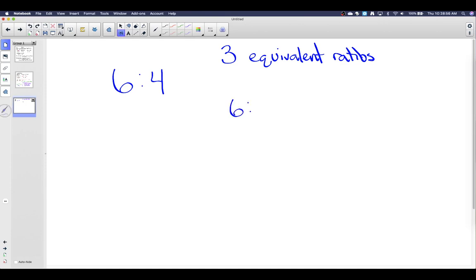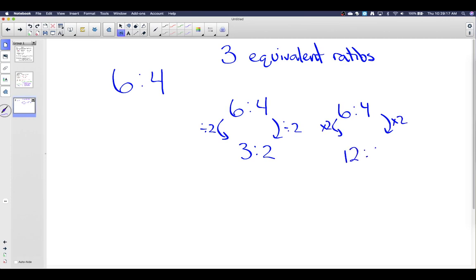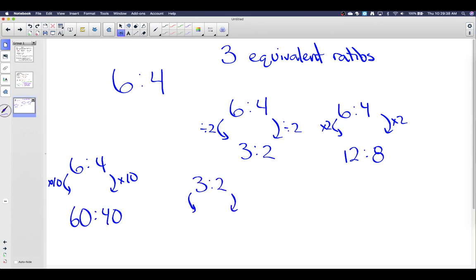So if I have this ratio 6 to 4, what I could do is divide both values in my ratio by 2, and I could get a new ratio 3 to 2. That would be an equivalent ratio. I could also multiply both values in my ratio by 2, and that's going to give me 12 to 8. That is an equivalent ratio. I could also have taken 6 to 4 and multiplied both values by 10, just because it's easy to multiply by 10. And I have 60 to 40. That's an equivalent ratio. And I also could have taken this equivalent ratio 3 to 2, and multiplied both of them by 3 and gotten 9 to 6. That's an equivalent ratio.